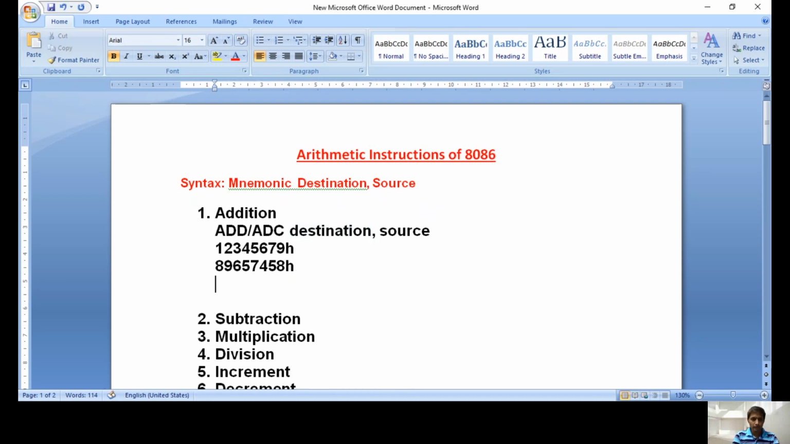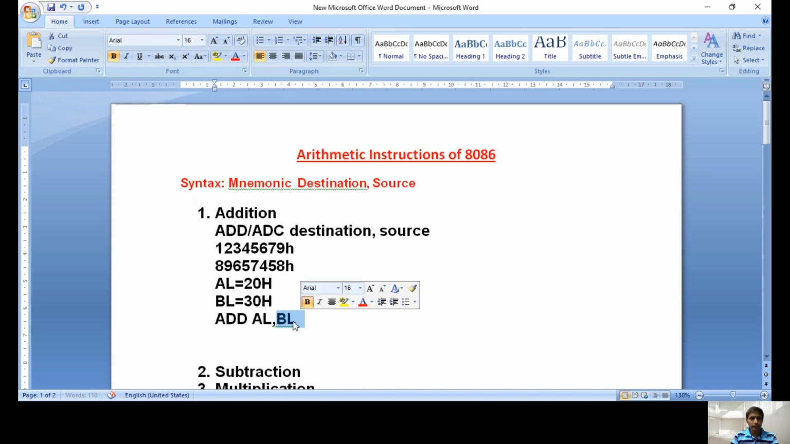For example, assume AL is equal to 20H and BL is equal to 30H. Now we are writing ADD AL comma BL. So in this example, what happens? The data present in BL is 30, and the data present in AL is 20. If you perform the add operation, what happens?